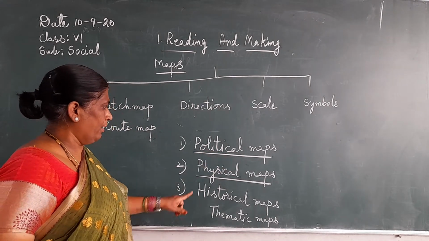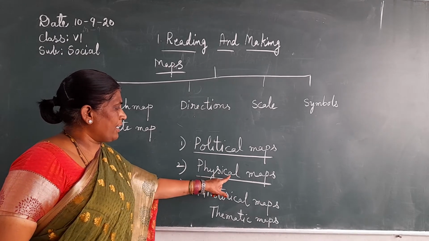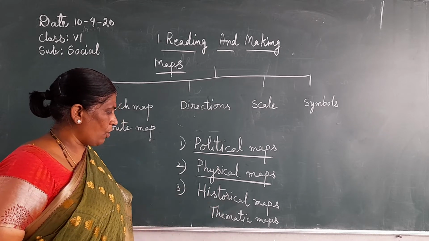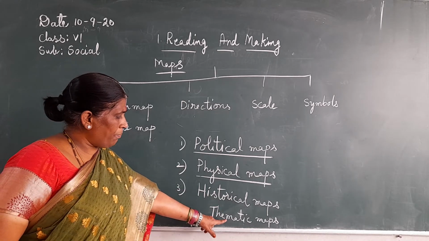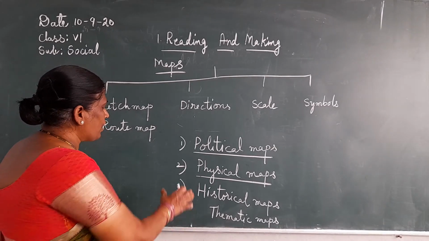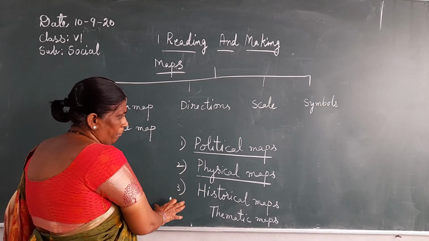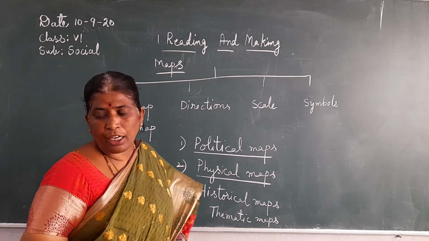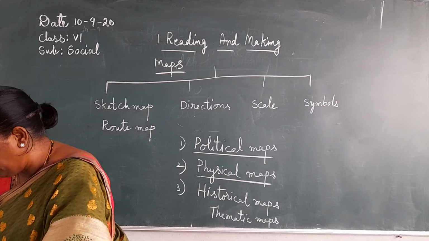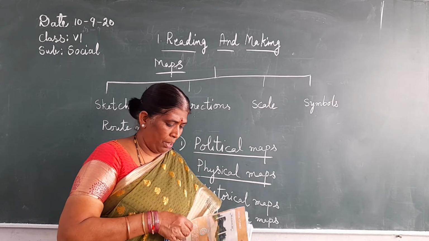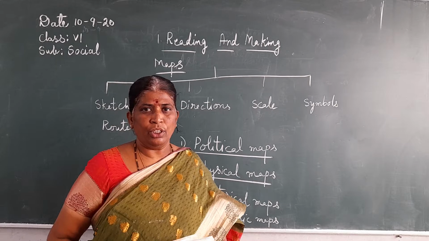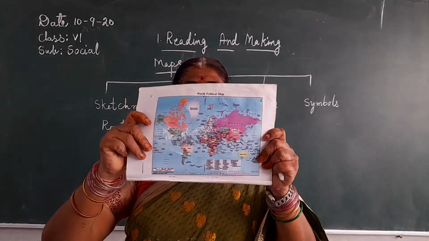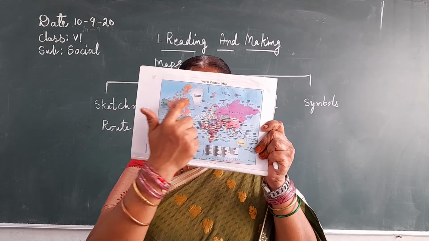P-O-L-I-T-I-C-A-L, political. P-H-Y-S-I-C-A-L, physical. H-I-S-T-O-R-I-C-A-L, historical. Thematic, T-H-E-M-A-T-I-C, thematic. So these 3 types of maps are also very important. We will learn them in the higher classes, but to get the idea I am giving it to you, and I am also showing what political maps and thematic maps are. If you see here, it is an old political map.